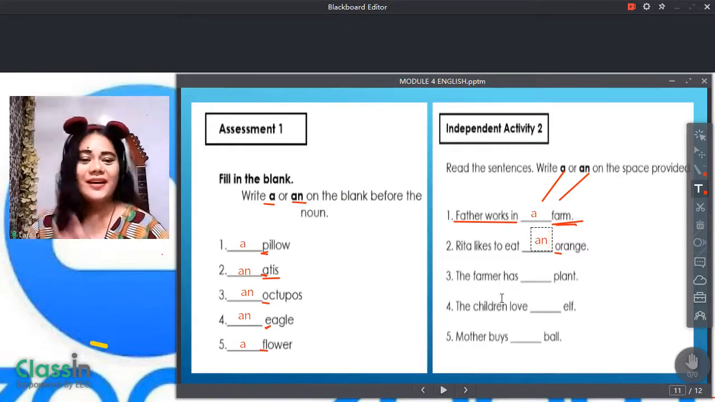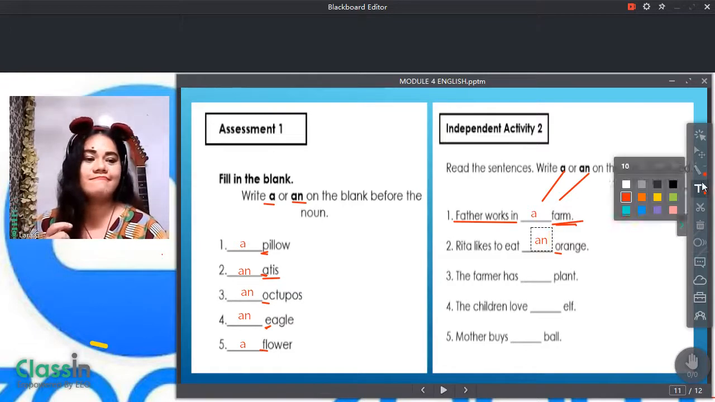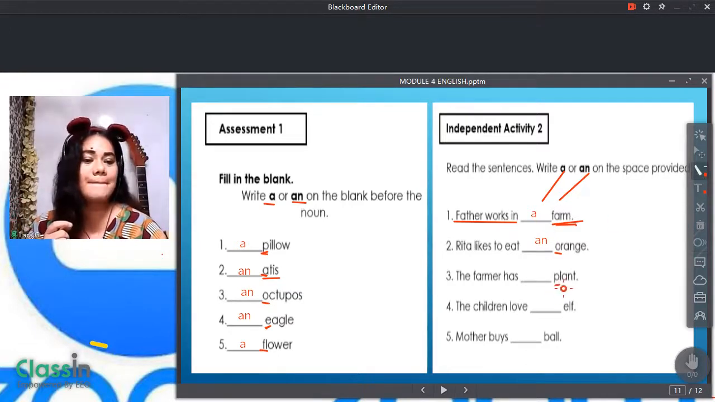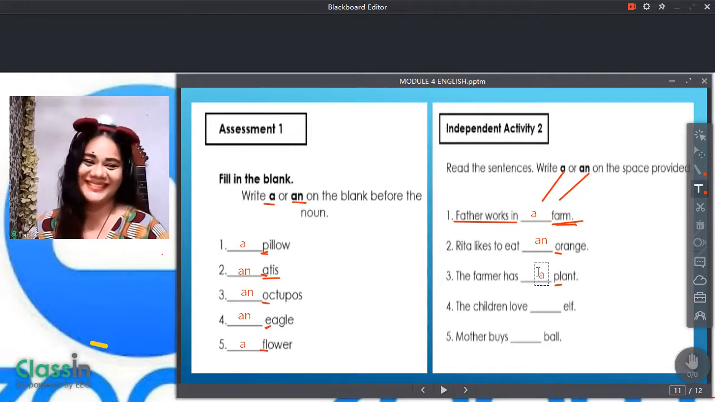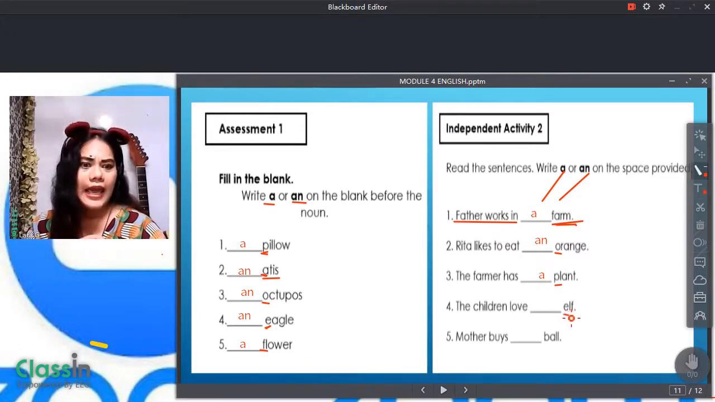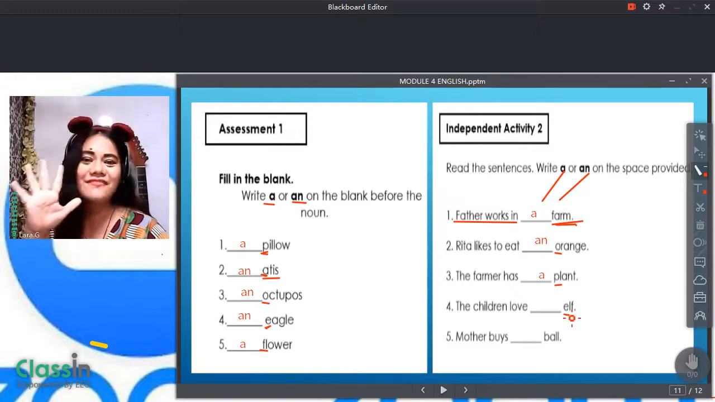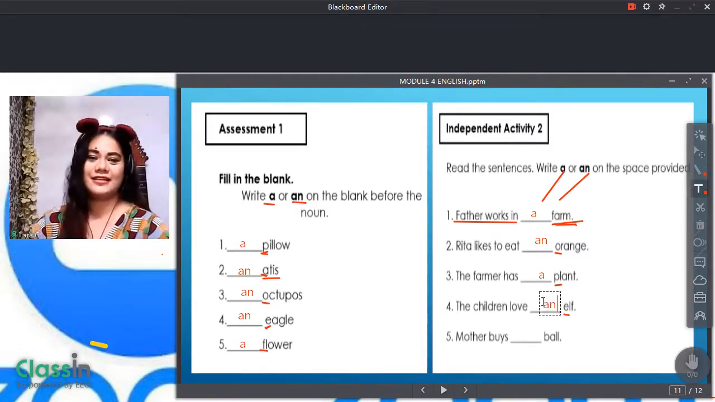Number 3. The farmer has blank plant. It starts with a P. Then it's a. Number 4. The children love blank elf. A, E, I, O, U. Yes, it's a vowel. Since it is a vowel, then we are going to use an.